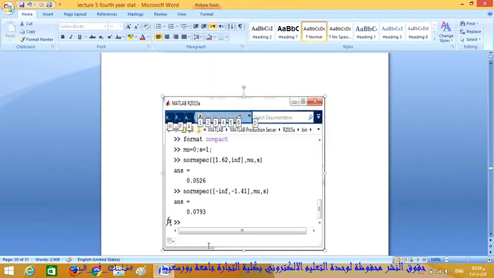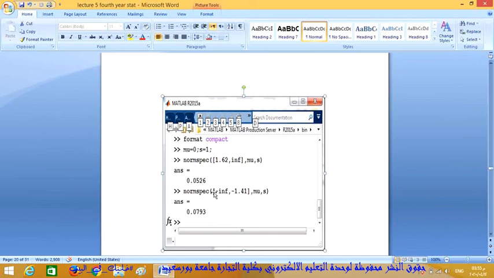By MATLAB, here, normspec from 1.62 to infinity. This is the maximum limit, infinity, because we need to compute the area greater than z equal 1.62, greater than, not less than. So beginning with z equal 1.62 to positive infinity, you can write mu and sigma, or omit them. You write mu and sigma if you deal with any normal distribution other than the standard normal distribution. So this is the first area, or the first probability.